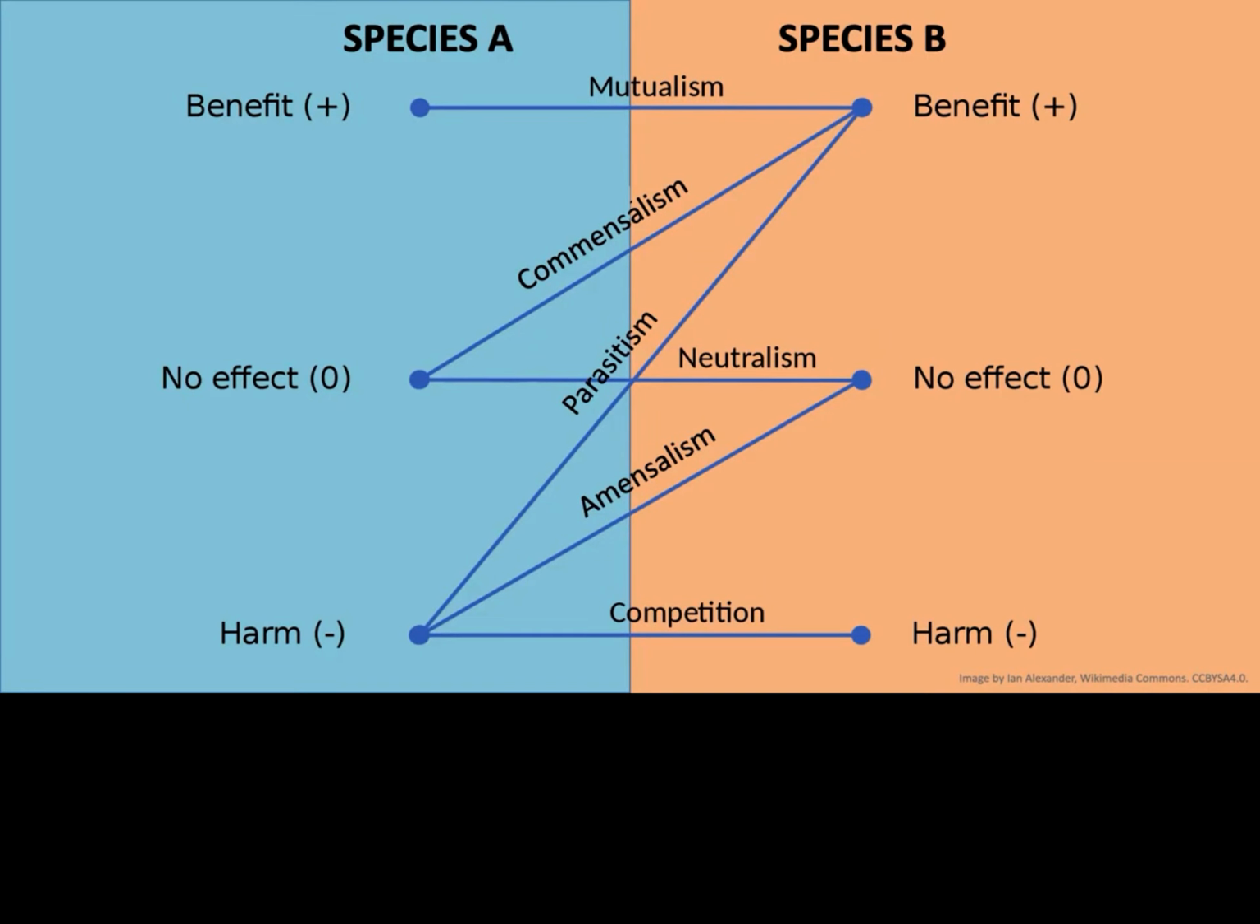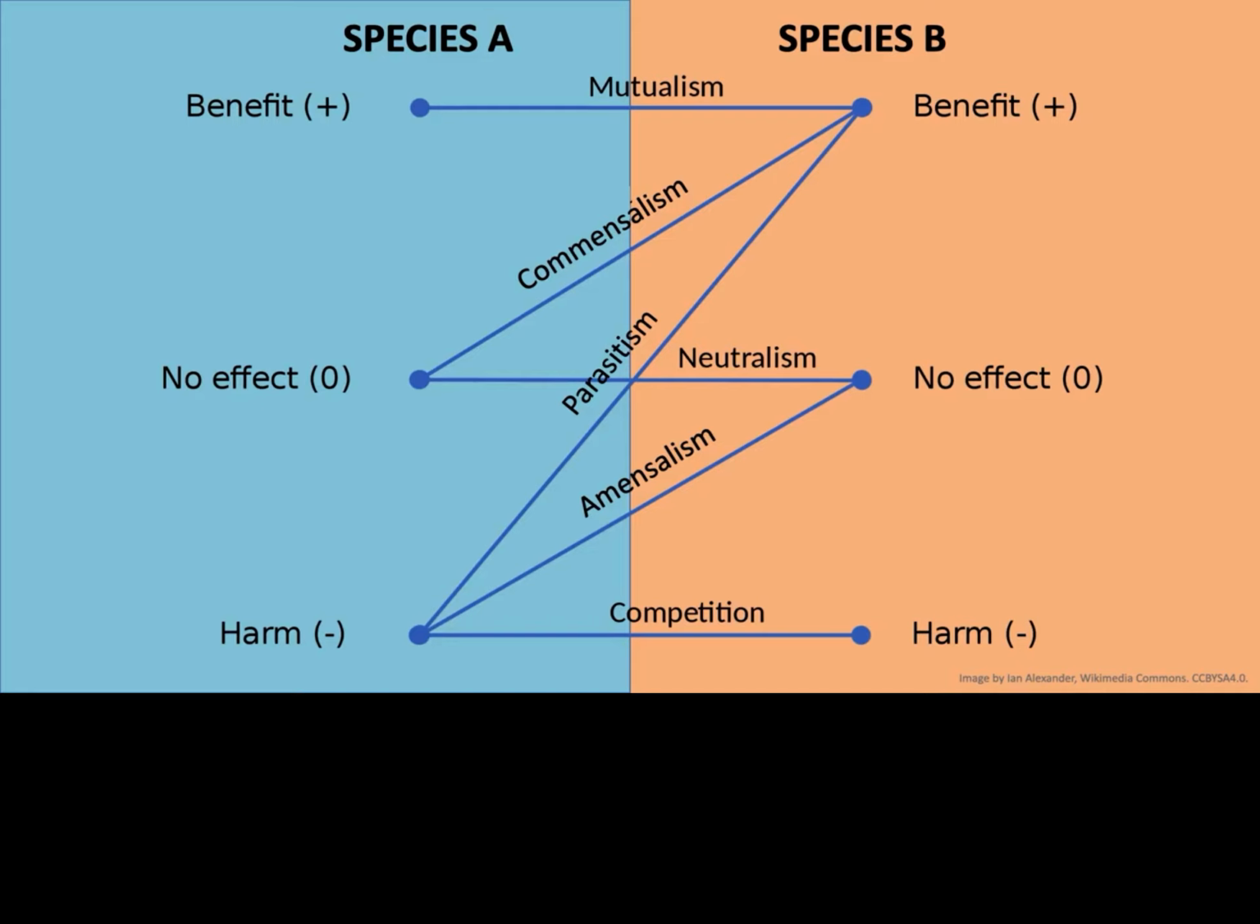Here we can summarize the relationships that we just discussed. We have species A and species B at the top. Mutualism is the positive benefits of both species. Commensalism is the benefit of one species and no effect on the other. Parasitism is the benefit of one species and the harm of the other. Neutralism is the relationship between two species that shows no effect on either species.